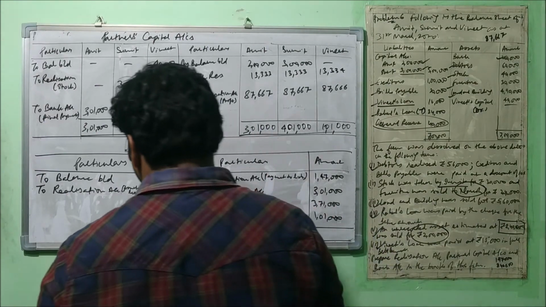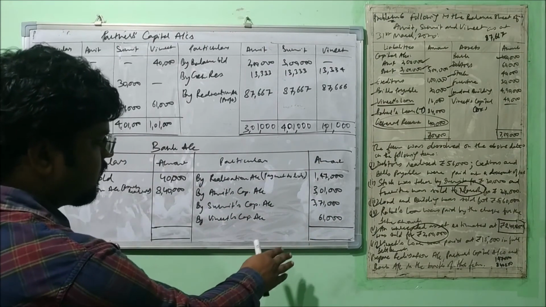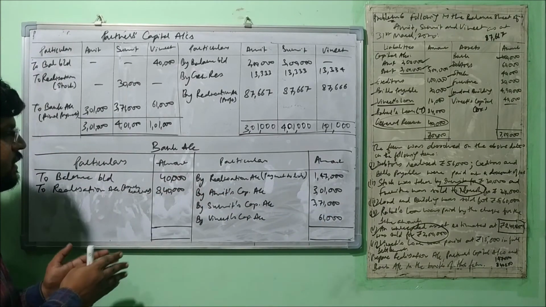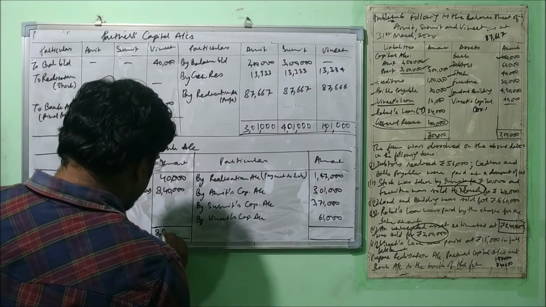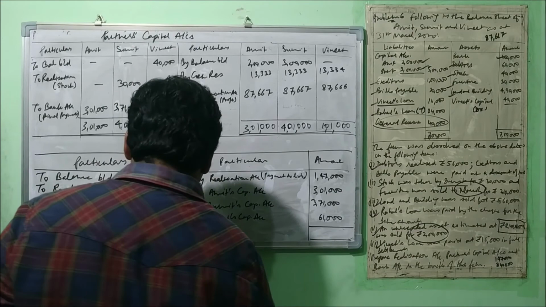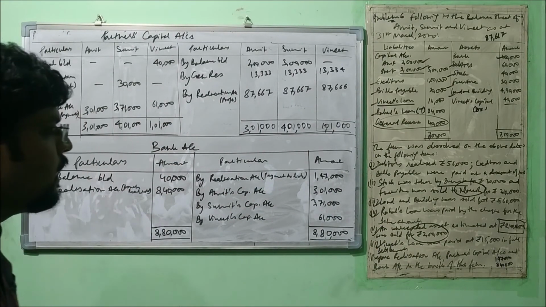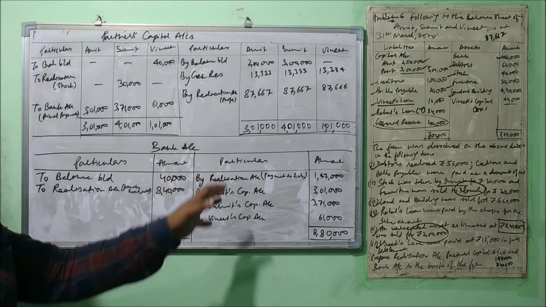This side total is 8,80,000. Let's check this side. So 3 of their balances have been put here. Now it's time to make the total of both sides. If both side totals match, it means we are correct. Let's check it out. This side total is 8,80,000. Let's check here. Alright, this side total is also 8,80,000. So this is the way to attempt the question in this kind of condition.